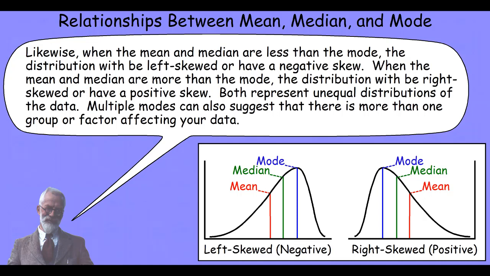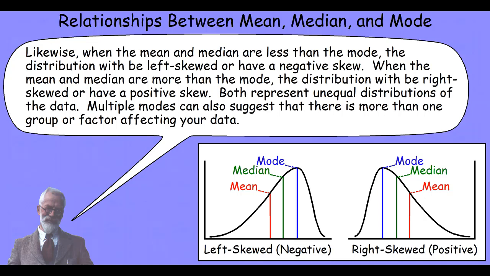Likewise, when the mean and the median are less than the mode, the distribution will be left skewed or have a negative skew. When the mean and the median are more than the mode, the distribution will be right skewed or have a positive skew. Both represent unequal distribution of data.